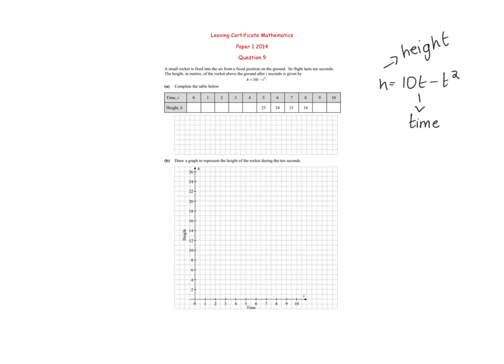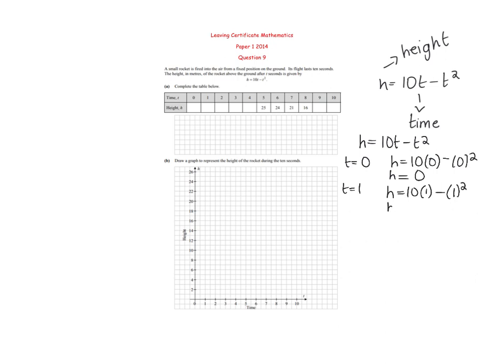So to complete the table, I'm going to do a little bit of rough work here on the right hand side. Again, we know the function h is equal to 10t minus t squared. First thing we need is t equal to 0, which gives us an answer of 0. We then need t equals 1, so it'll be h is equal to 10 by 1 minus 1 squared. H then is going to be equal to 9. T is equal to 2 will be h is equal to 10 times 2 minus 2 squared, which is going to give us an answer of 16.